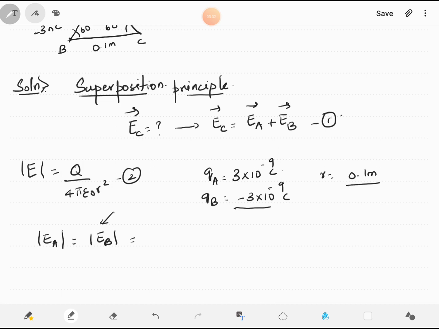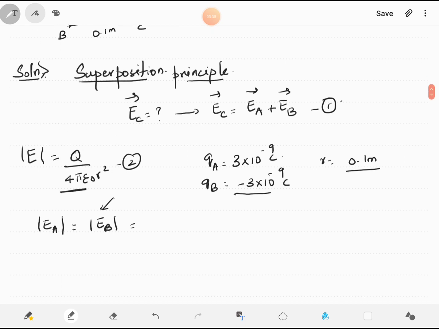We will use equation 2 to find the magnitudes. So 1 by 4 pi epsilon naught is 9 into 10 power 9, multiplied by 3 into 10 to the power of minus 9 coulomb, divided by 0.1 whole square. If you solve this, this will give you 27 into 10 to the power of 2 Newton per coulomb. This is the magnitude of the electric field produced by the charges at A and at B.